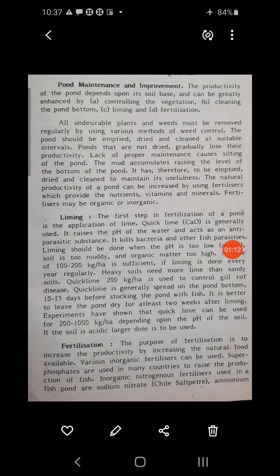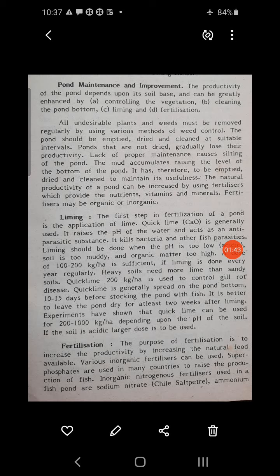After removing this vegetation, we need liming. Liming is the first step of the fertilization of the pond. That is the application of quicklime, CaO, which is generally used. Now, what happens when we add this to water? It raises the pH of water and acts as an anti-parasitic substance. And it kills bacteria and other fish parasites which are already present in the water.